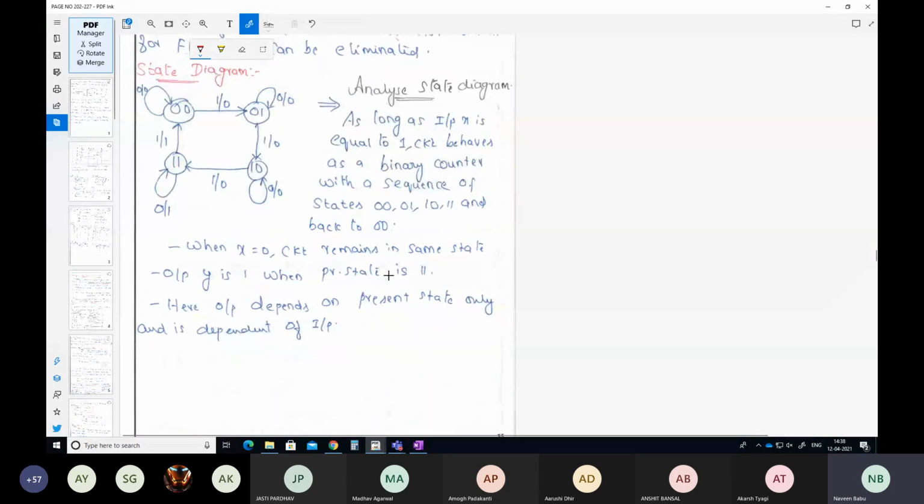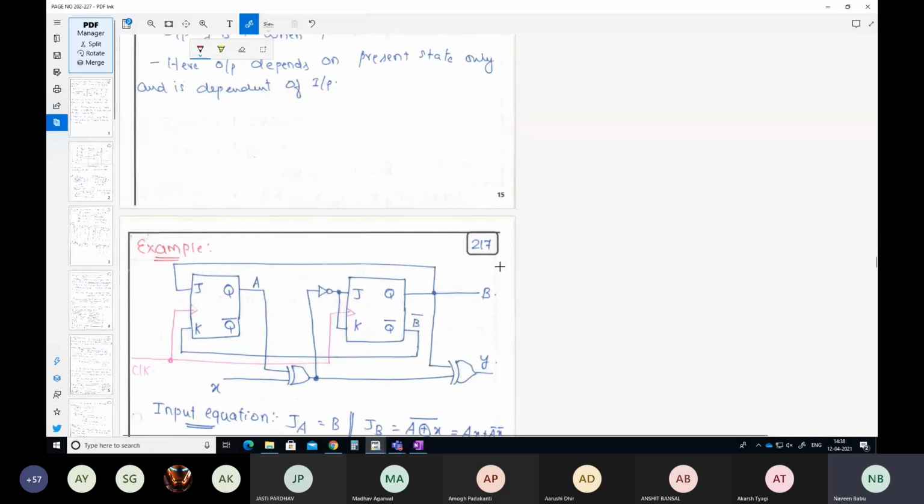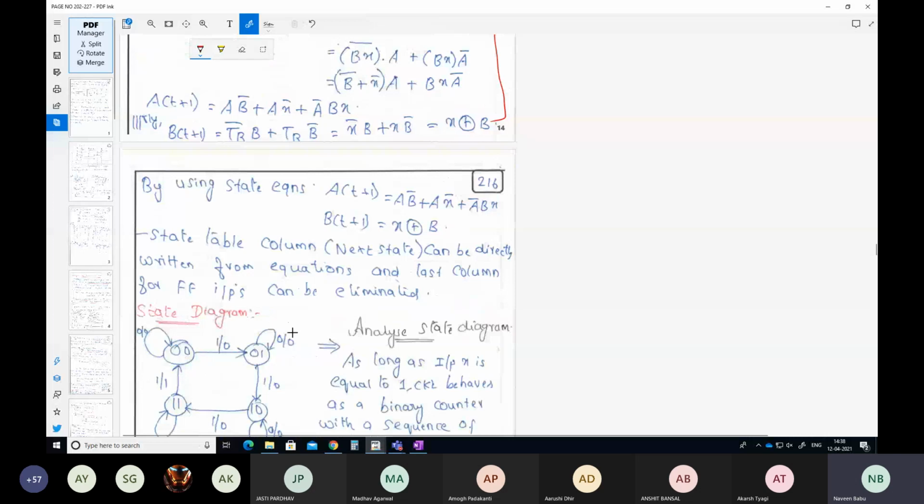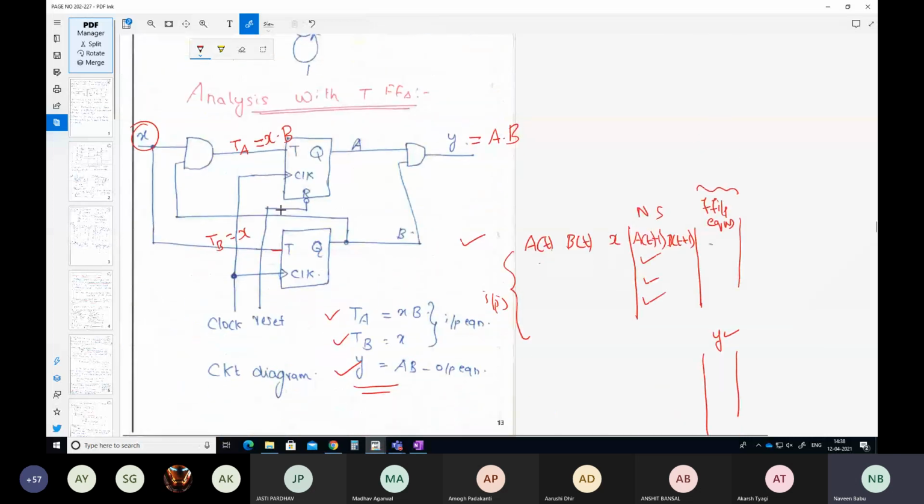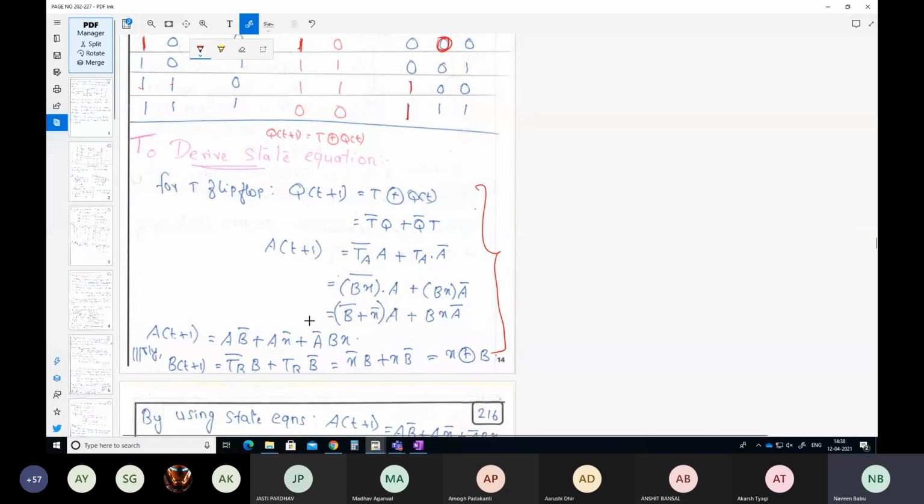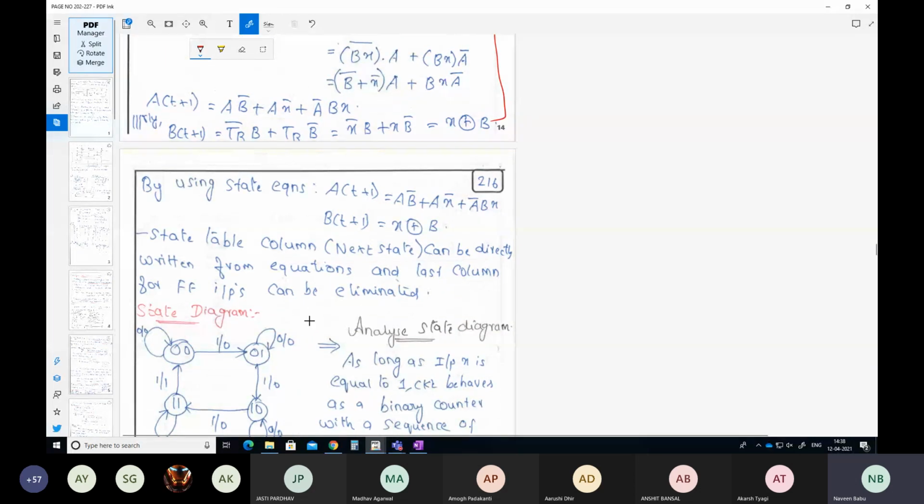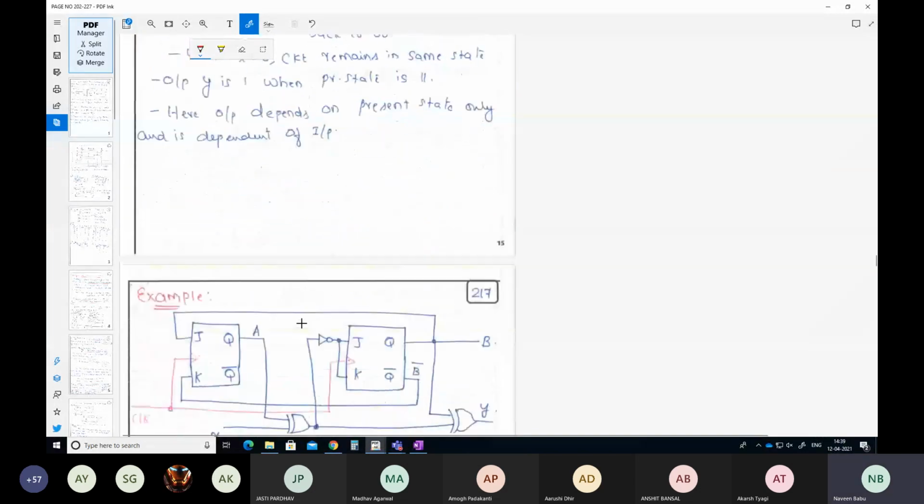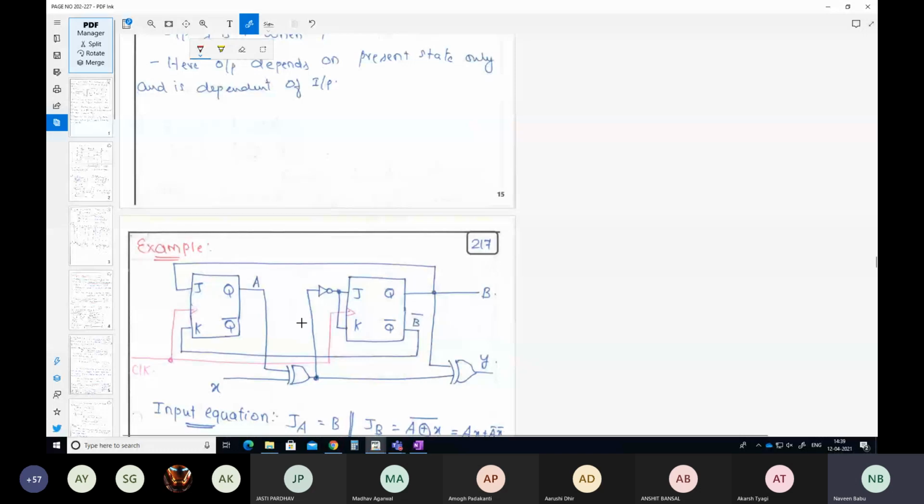Okay. Normally, these T flip-flops are used for counters, and if you want, you can draw the state diagram, and you will end up here only. Okay. So this is how you analyze sequential circuits, from the circuit diagram to the state diagram. Okay. Any doubts here? We have done a lot of examples. Maybe as a last case, let us do one more example with JK flip-flop.